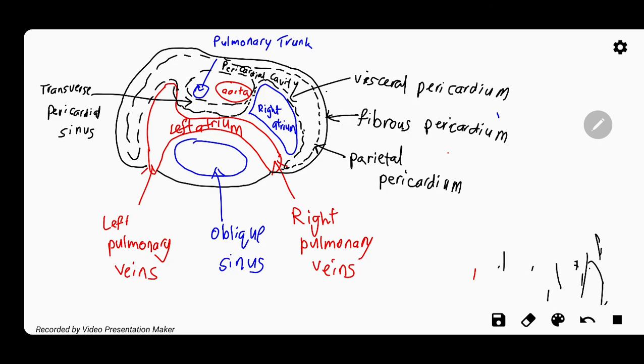veins. And this transverse pericardial sinus is actually important because it is used to identify and subsequently ligate the arteries of the heart during the CABG, or what we call the cabbage, which is coronary artery bypass grafting. Okay, so that is the end of the mediastinum and the pericardium. Thank you.